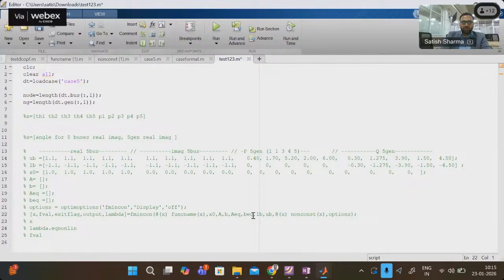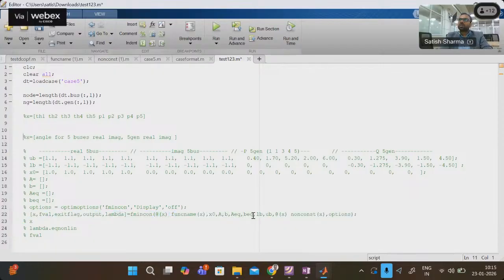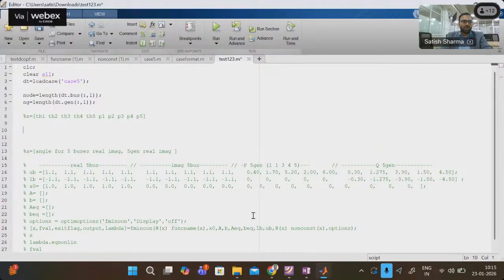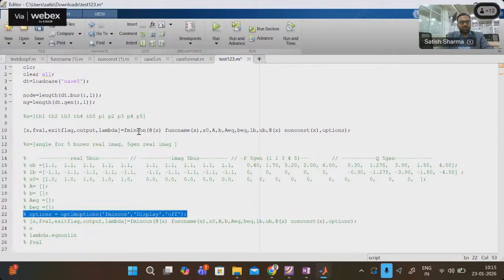Now what we are doing to solve, instead of linear programming, is using this function, fmincon. So this is the function which we are trying to solve here, and there is different information provided in this one. I will just go one by one. What are the different pieces of information?